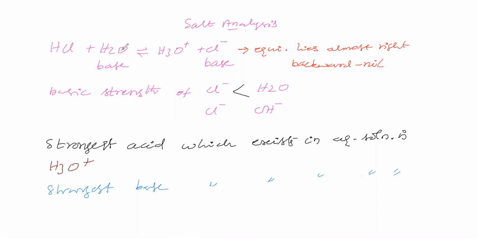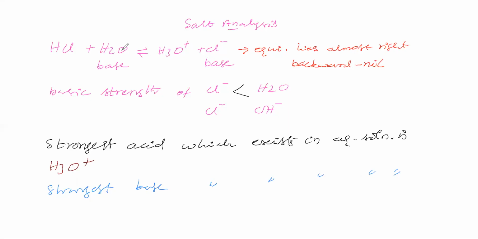Therefore, what is the strongest base which exists in aqueous solution? Will you say Na plus, or OH minus, or NaOH? A strong base example means immediately we will say sodium hydroxide, potassium hydroxide, rubidium hydroxide, or cesium hydroxide. Alkali metal hydroxides. Among the alkali metal hydroxides, which has the highest basic strength? Cesium hydroxide.